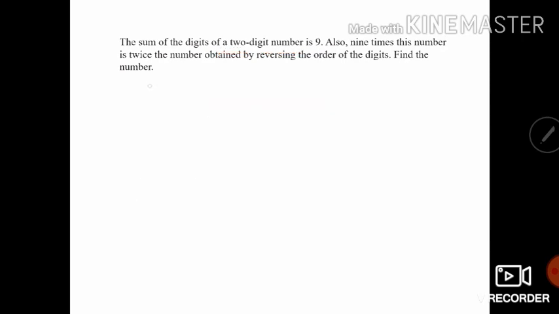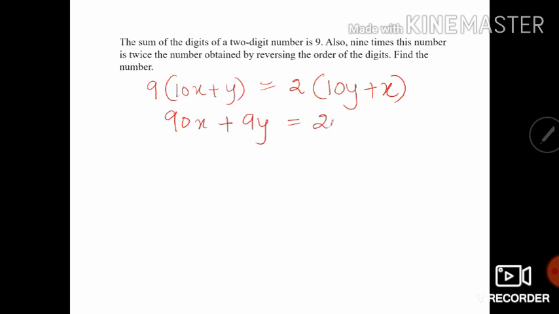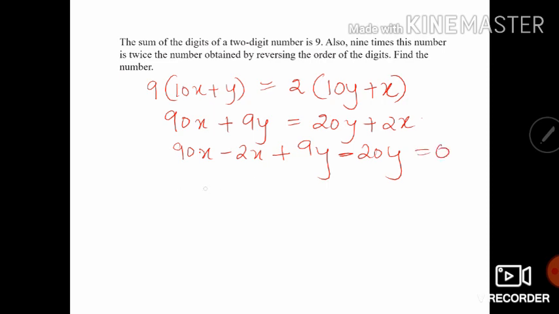According to the question, 9 times this number, that is 10x plus y, is equal to 2 times the number obtained by reversing the digits. So the number obtained by reversing the digits is 10y plus x. This is our second equation, but we need to reduce it into the standard form. So 90x plus 9y is equal to 20y plus 2x. Taking all terms to the left side, all these are variables. So 90x minus 2x plus 9y minus 20y is equal to 0.